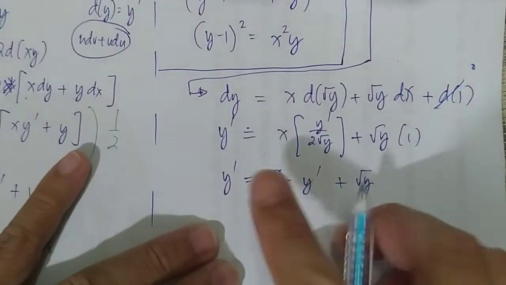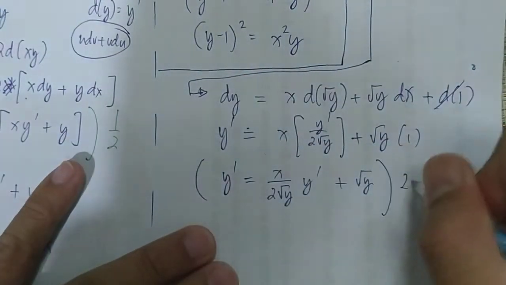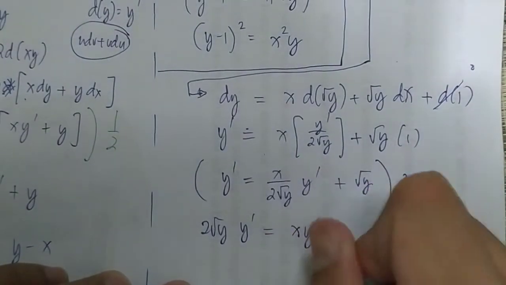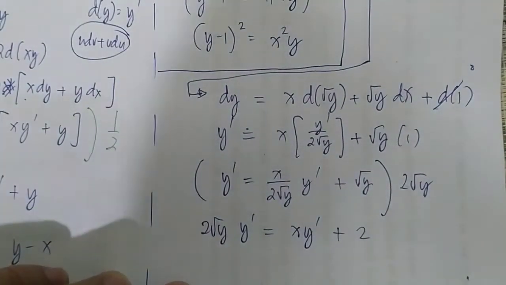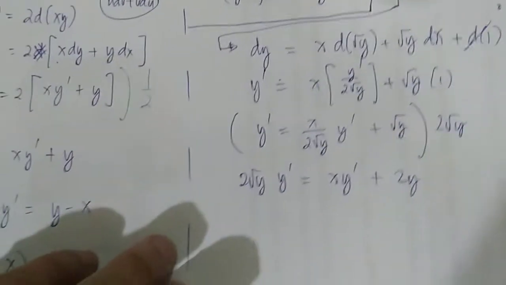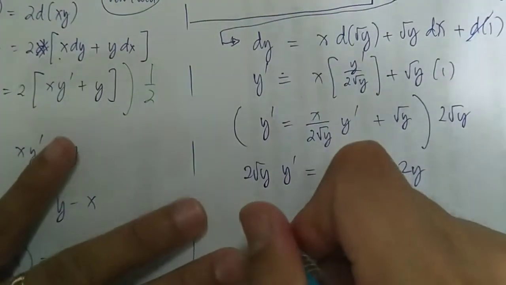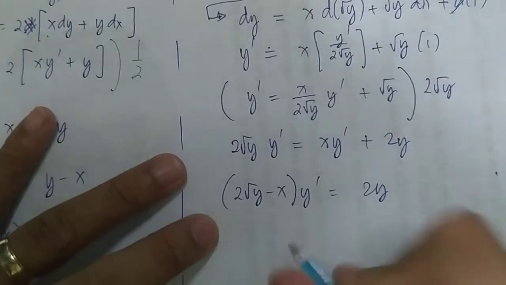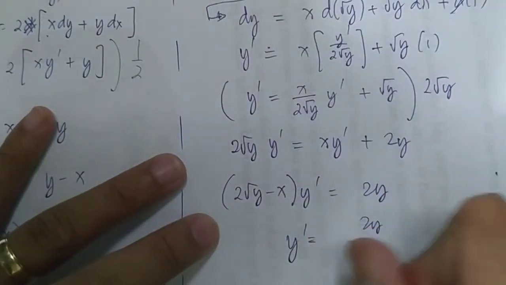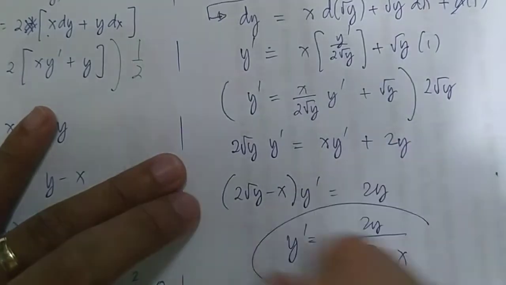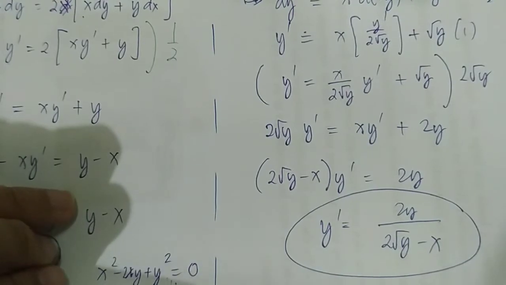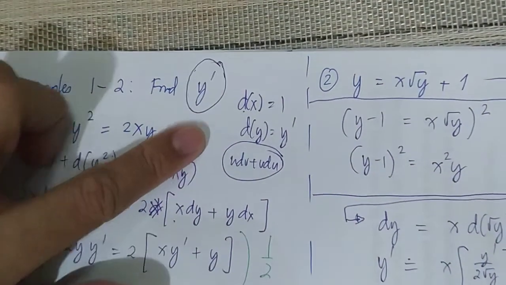So I can multiply this all by this 2 square root of y. So magiging 2 square root of y prime is equal to xy prime plus 2 square root of y times the square root of y is y. So combining like terms, you have 2 square root of y minus x y prime is equal to 2y. Then y prime is equal to 2y over 2 square root of y minus x. So that therefore is our answer. So again, lagi lang nating tatandaan na ang derivative ng x ay 1, ang derivative ng y ay y prime.